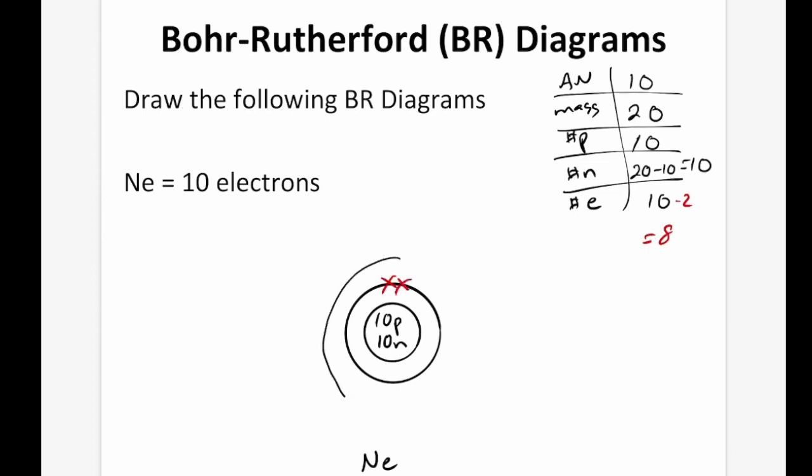Then we're going to draw our second orbit, and we have 8 left. So we're going to go north, south, east, west. That's 4, 5, 6, 7, 8. We've used all 8, so we have 0 left. And that is our Bohr-Rutherford diagram for neon. So we're done.